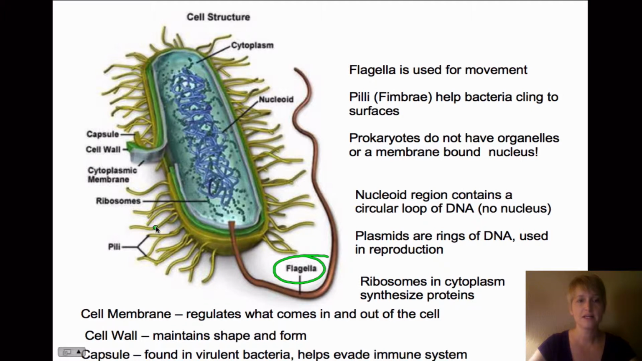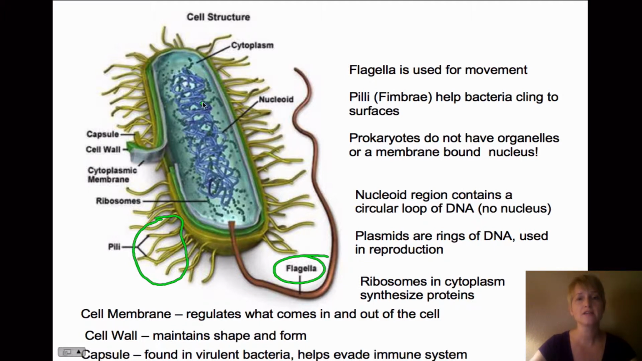But they also have pili. So these are pili right here. And these are not necessarily for movement, but they're more to help the bacteria cling to the surface that they're on. So prokaryotes, or bacteria, they do not have any organelles inside. So when you look in here, you're not gonna see a Golgi apparatus. You're not gonna see a nucleus. You're not going to see the endoplasmic reticulum, those things that you learned about when we were studying eukaryote cells.